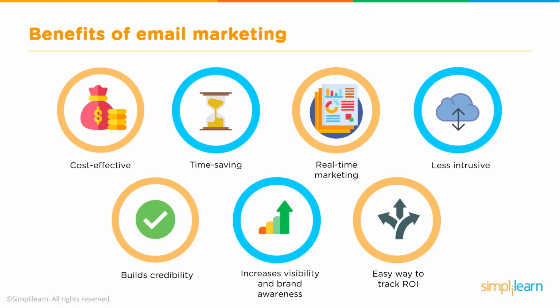So basically, when we talk about cost effective, some email marketing platforms charge based on the number of users who you send the email to. Time saving, well, you saw how quick it took me to set up that email campaign. The key is figuring out who you want to send it to. When we talk about real-time marketing, we're sending this email out basically in real time, trying to meet our customers' needs at the right time.